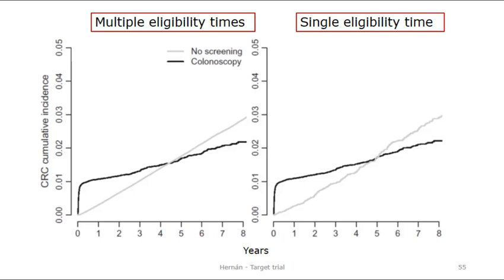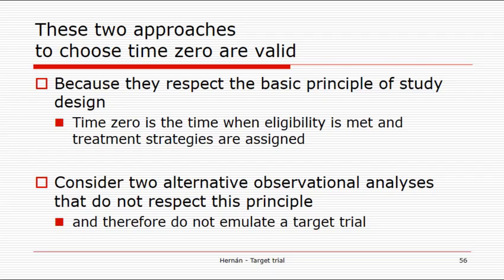We can always choose to use all time zeros or one time zero, but we're going to have narrower confidence intervals by doing that, even after adjusting for the fact that some people are participating in more than one trial. Of course. Okay, so these all work. I'm going to show you now how analyses that didn't respect this basic principle of causal inference design didn't get the right answer.